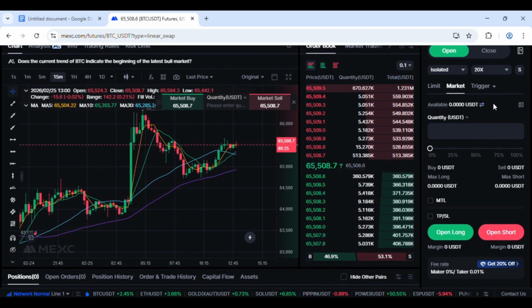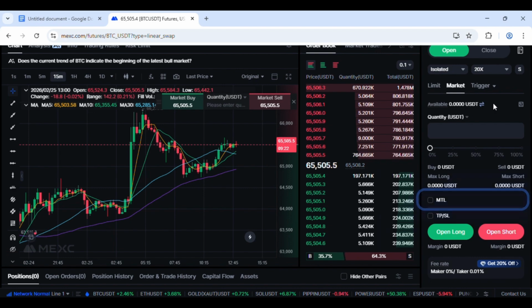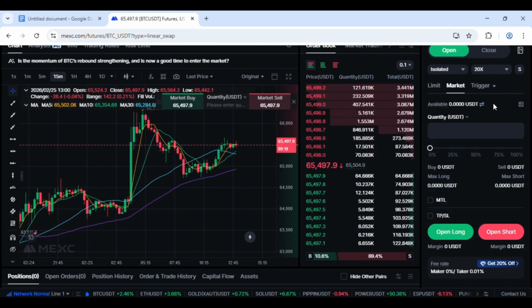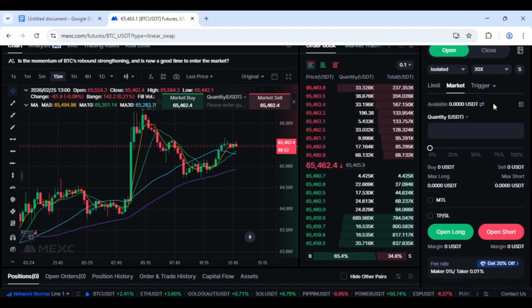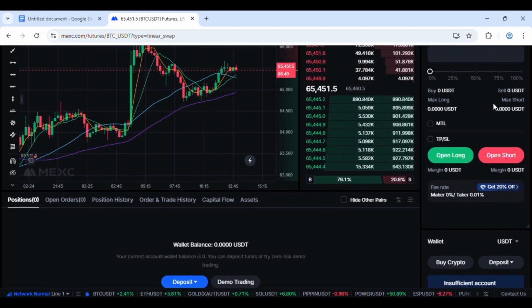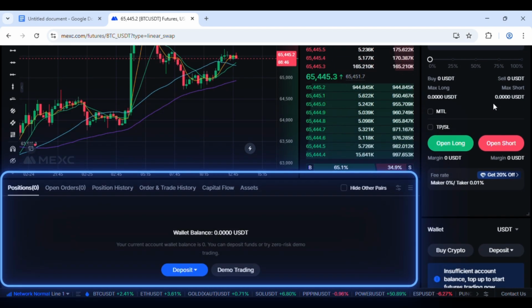Lastly, you will see a couple of additional options here. MTL Market to Limit. This converts a market order into a limit order after execution. It can help you get a better average price, especially on large trades. Take Profit TP. Automatically closes your trade when your target profit level is reached. Stop Loss SL. Automatically closes your trade if the price moves against you, helping to limit your losses. Open Long. If you think the price will go up, you can open a long position. Open Short. If you think the price will go down, you can open a short position. After you place your orders, you will see all your open positions here.